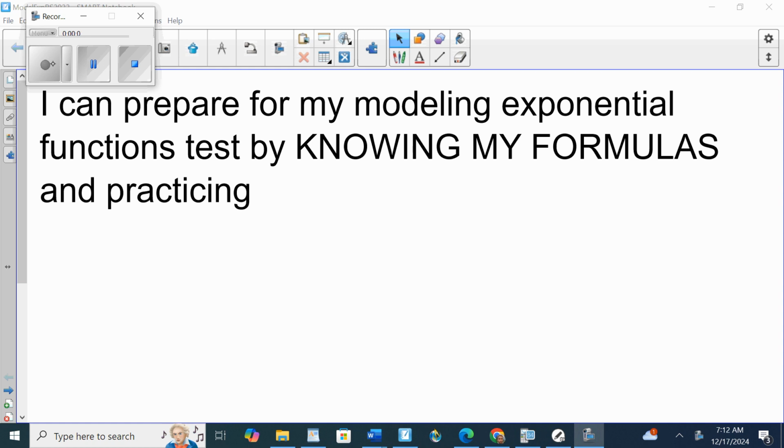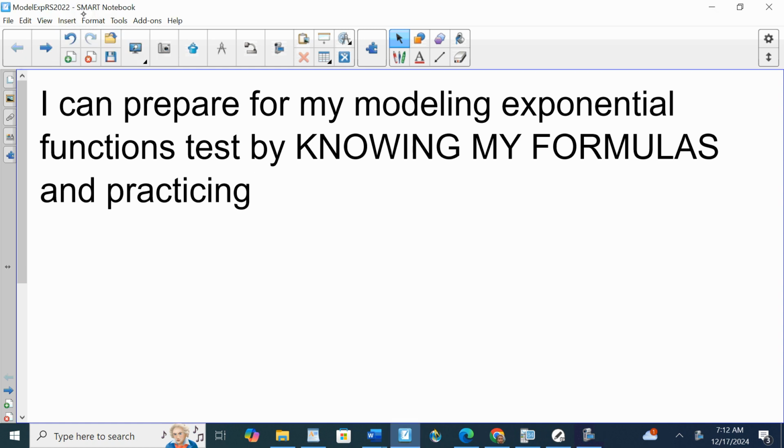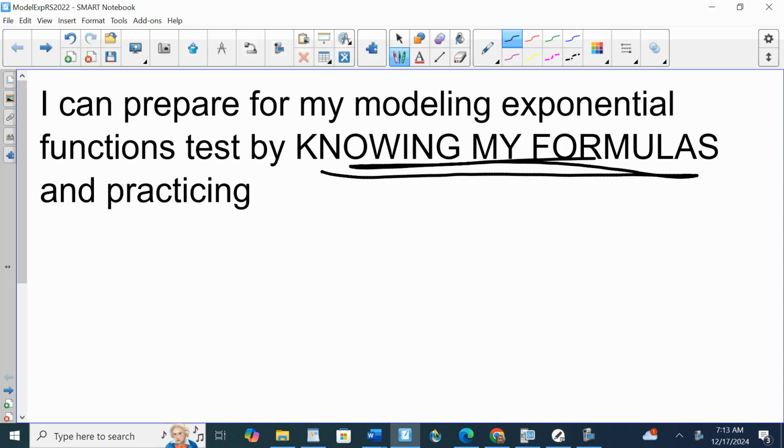Good morning, everybody. This is the big one, the review sheet. I can prepare for my modeling exponential functions test by knowing my formulas and practicing. If you don't know your formulas and when to use them, you are in trouble, my friends.